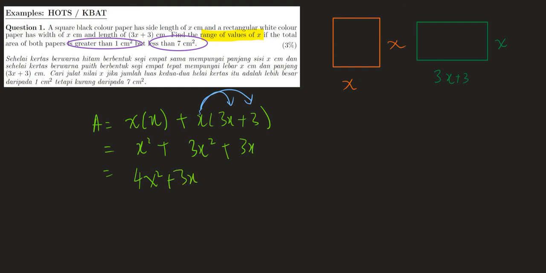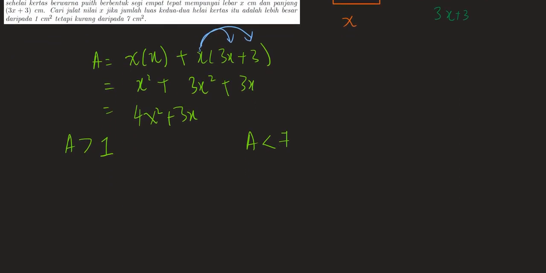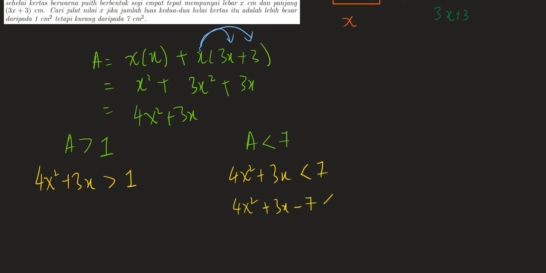This is the area. And then what we want to do, we want to find area is greater than 1 cm, and then area is also less than 7 cm. We need to find these two constraints. And then we want to find out what our x is. Alright, so we know our area, we can just put it in. So here is 4x squared plus 3x greater than 1. Here is 4x squared plus 3x less than 7. I can shift this over here, no problem. And then this one also I can shift here.